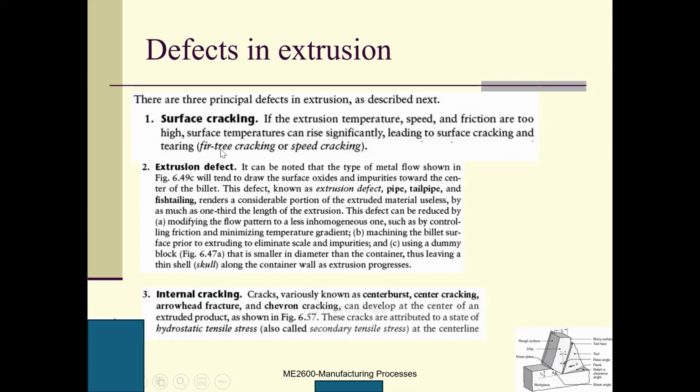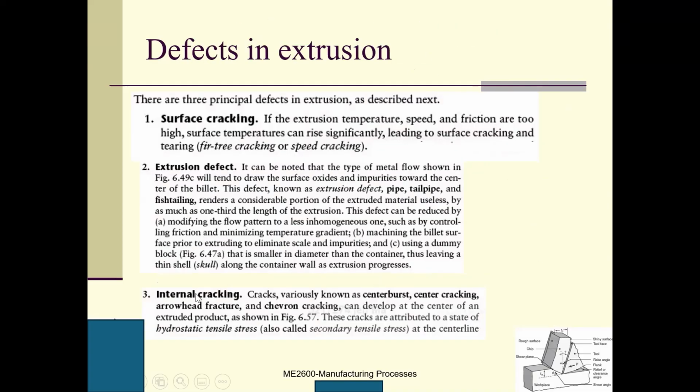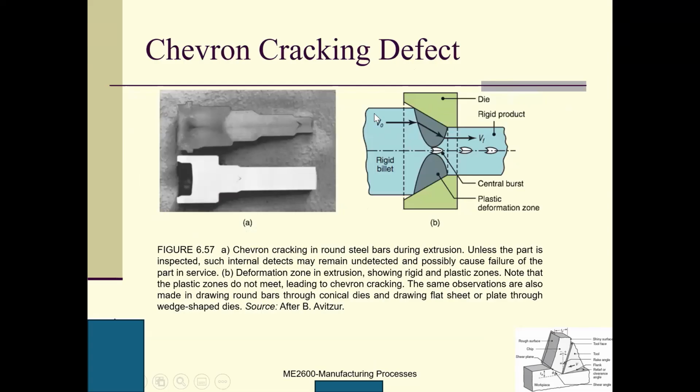Questions? So here are three different commonly seen defects in extrusion. Any questions? So here is a chevron cracking defect. So this is this internal cracking. Okay, this internal cracking. So we look at here. This is a die. This is a raw material, rigid billet. So it goes this way. You can see here central burst. So if this is the case, we have defects in our furniture.